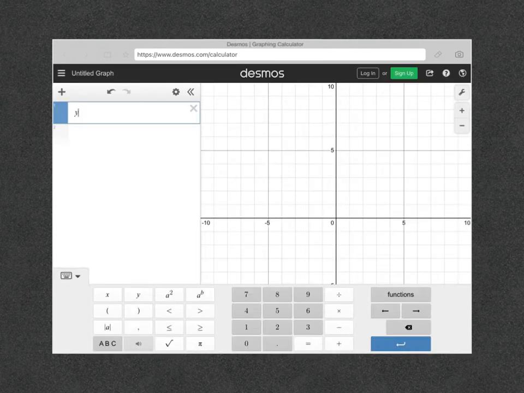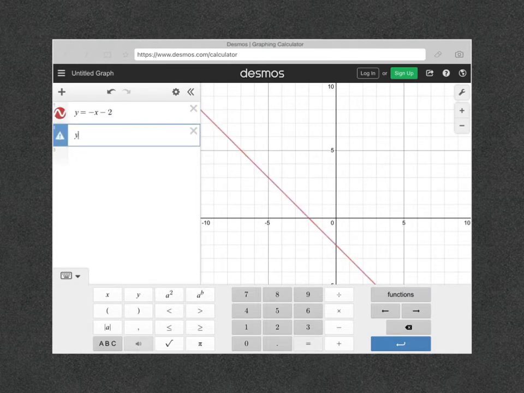So y equals negative x, I believe it was minus 2. So there's our first one. Then let's go ahead and graph the same slope, of course, negative x, plus 3. If you notice, the lines are parallel to each other. They just cross at a different spot. So again, those y-intercepts are different. They're the same distance apart from each other all the way up and down this pair of lines.